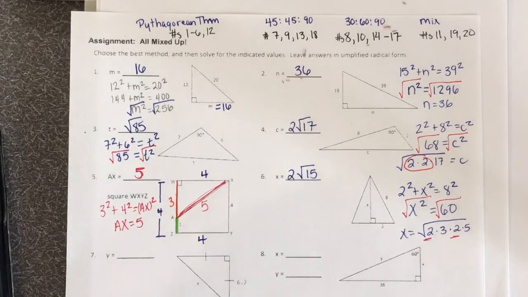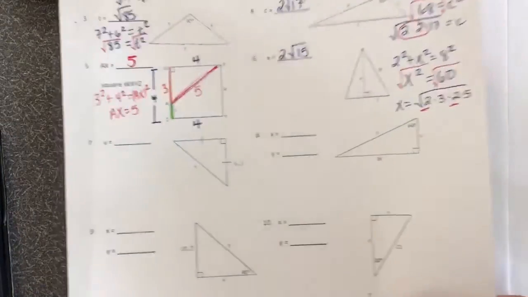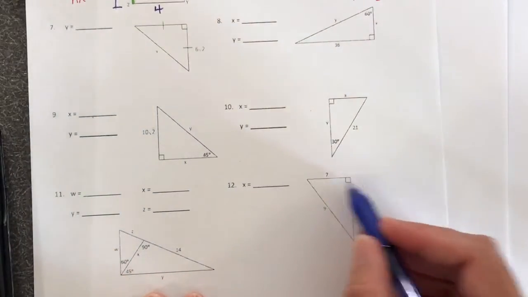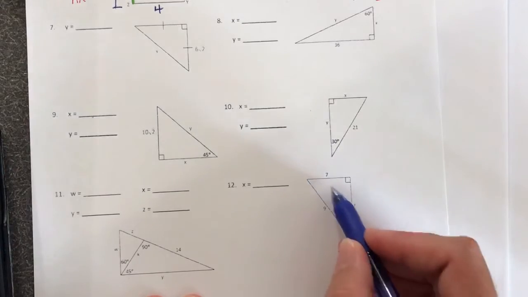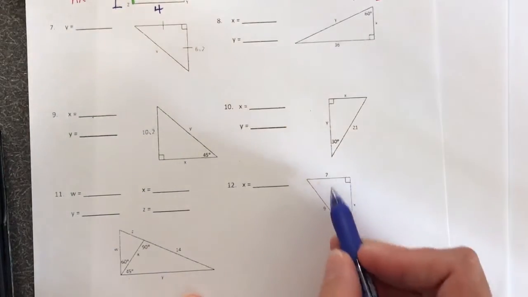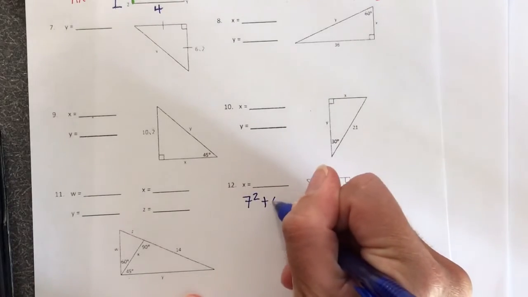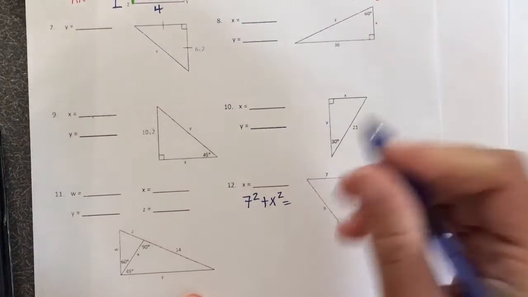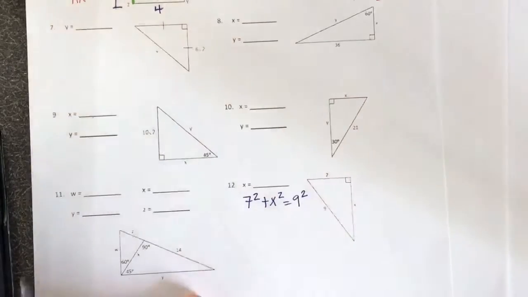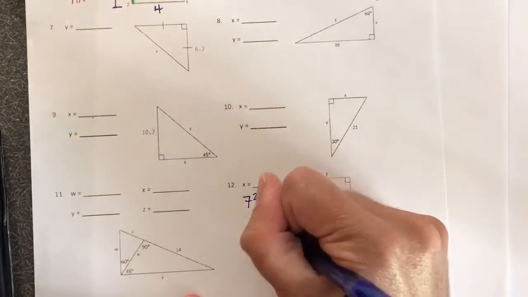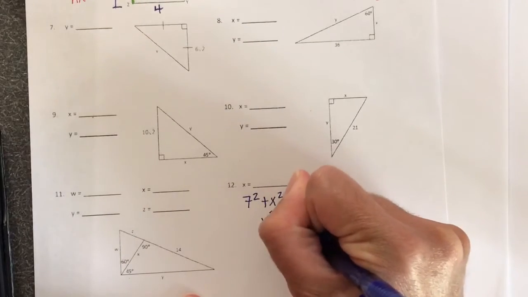Okay, so one more that falls in this category, that falls using the Pythagorean theorem, is number 12. I know that it's the Pythagorean theorem because, again, I don't have any of the angle measures, but I know 2 out of the 3 sides. I know the hypotenuse and one of the legs. So 7 squared plus x squared equals 9 squared. 9 squared minus 7 squared is 32. So x squared equals 32.